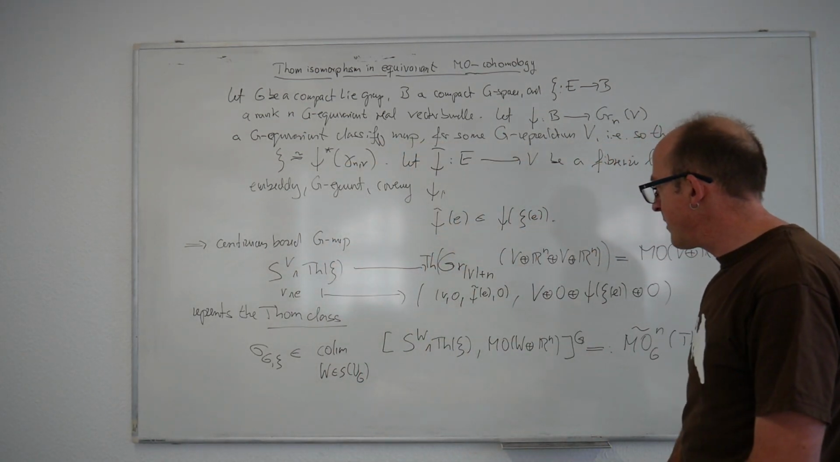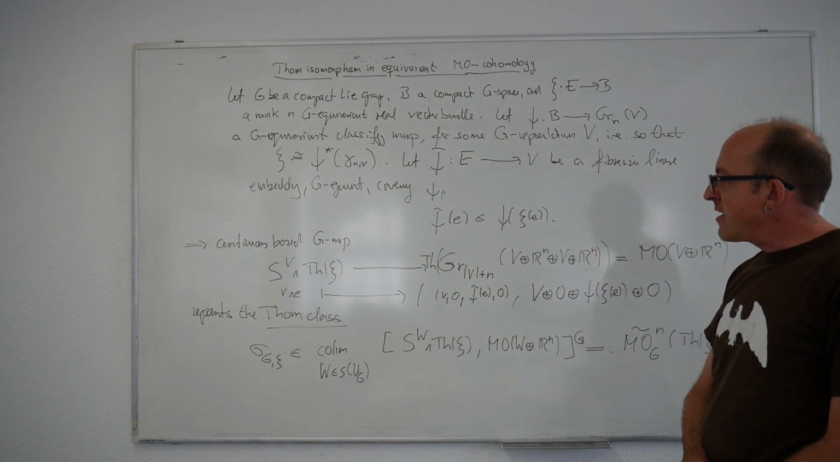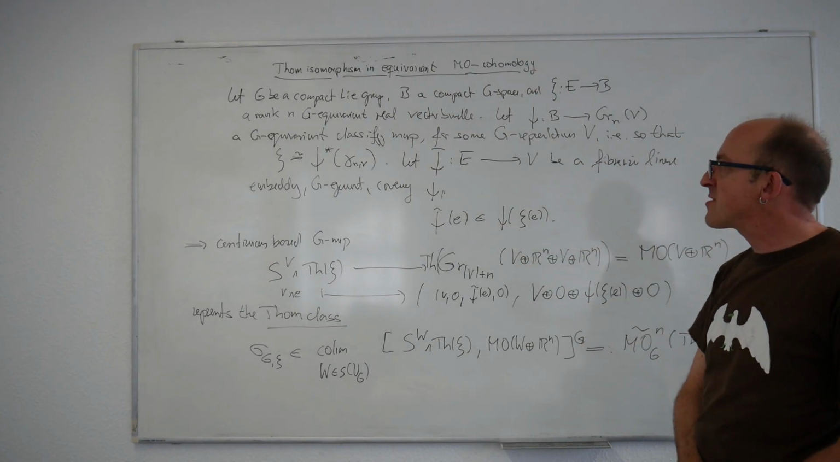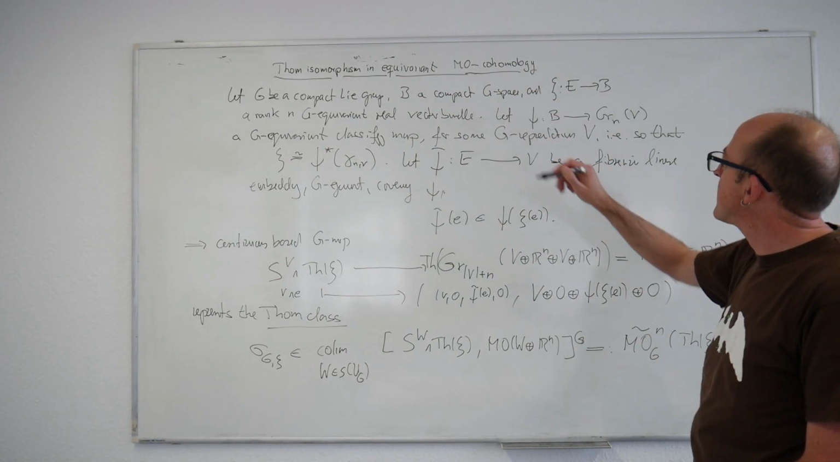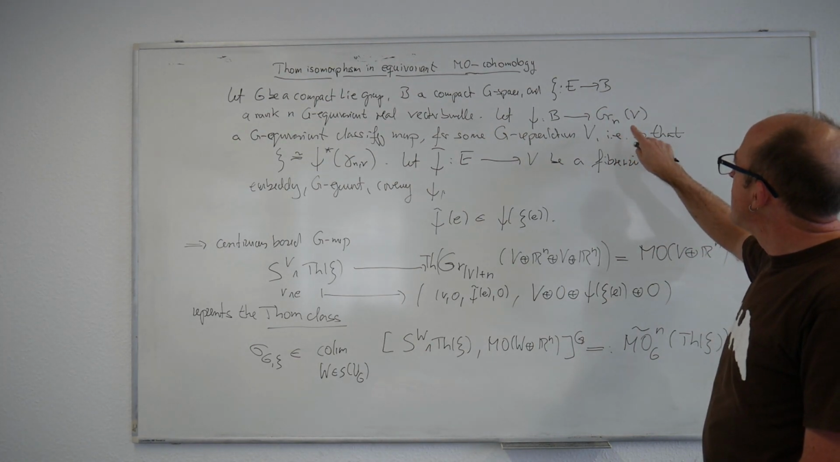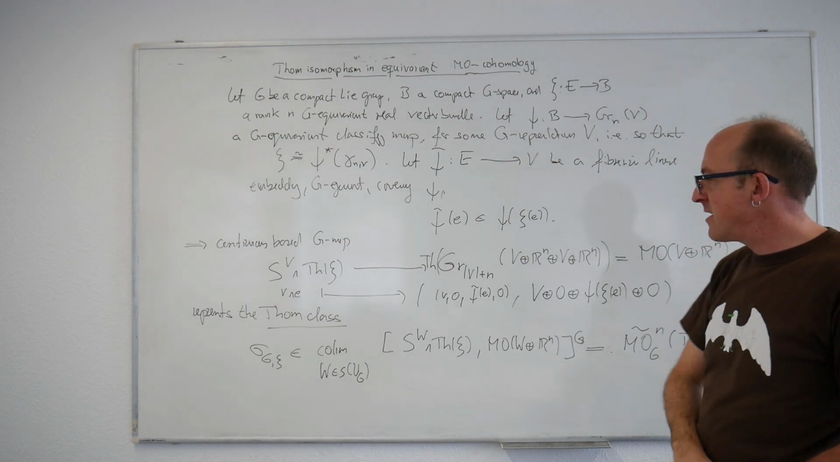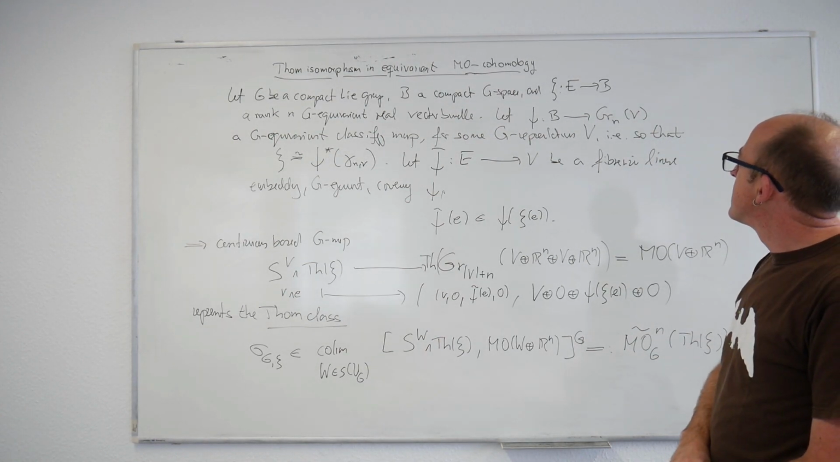Now there's a bunch of things to check, namely that this class is independent of the choices, and as I said, this essentially comes down to the fact that this classifying data is unique up to increasing the V by going to larger representations and up to homotopy.